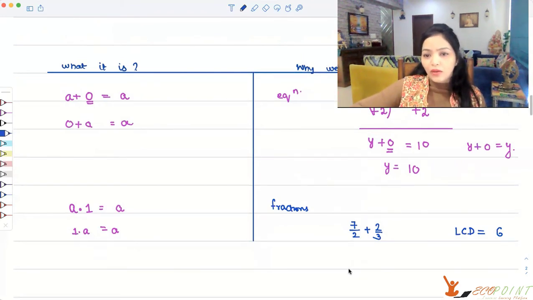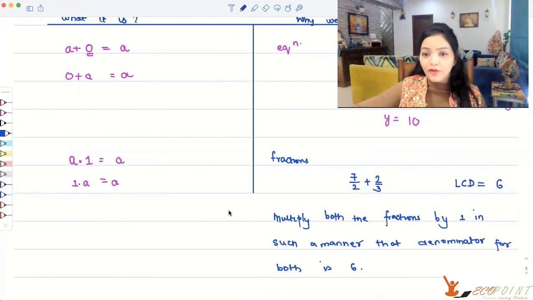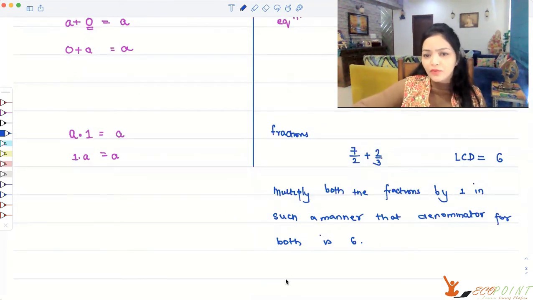Now, let's try to make both the denominators of 7 by 2 and 2 by 3 equal to 6. And how can I do that? If I multiply each of the fractions by 1, the fractions are not changing. So I will multiply the two fractions by 1 in such a manner that the denominator for both is 6. What do I have to do to make the denominator of 7 by 2 equal to 6? I should be multiplying by 3. So I'm going to multiply this by 3 upon 3. 3 upon 3 is 1.